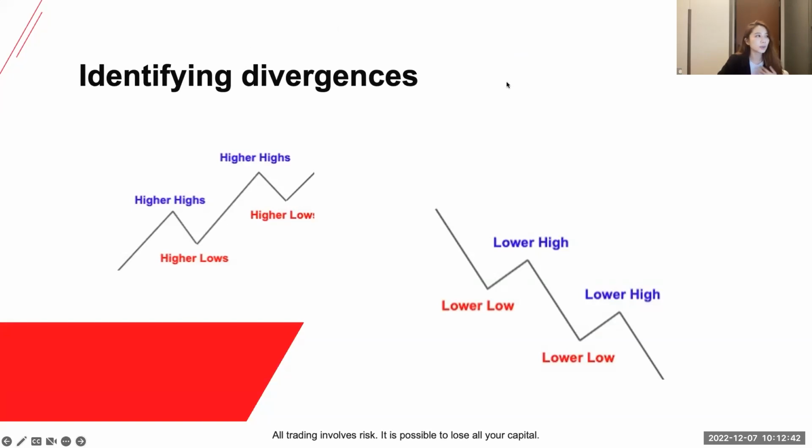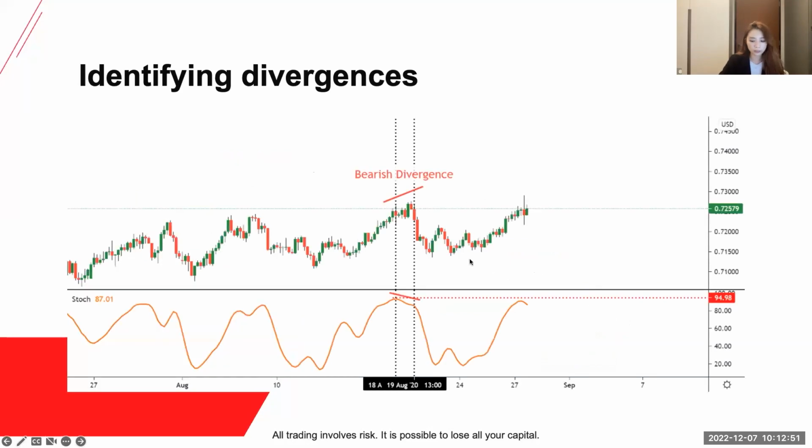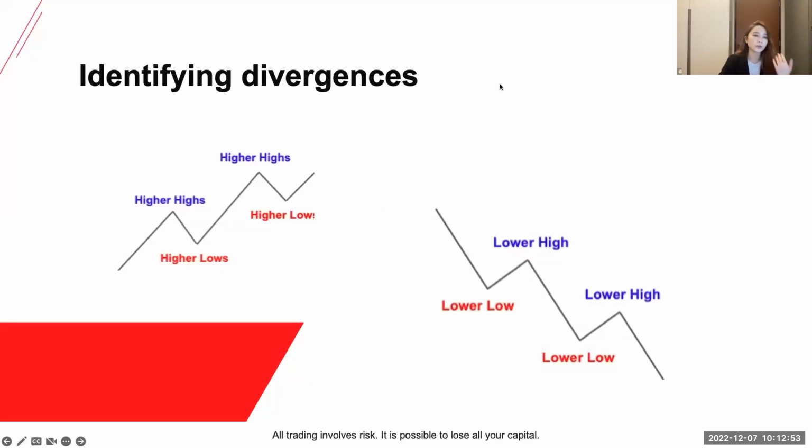Okay, so this is what we are looking at, identifying divergence. So for those that are familiar with divergence, I think that this slide will be much easier for you guys. However, those that are not familiar with it, first of all, we have an upward looking trend with higher highs, higher lows, and a downward moving trend with lower highs and lower lows.